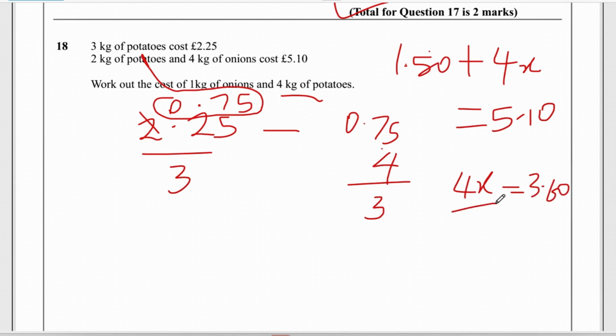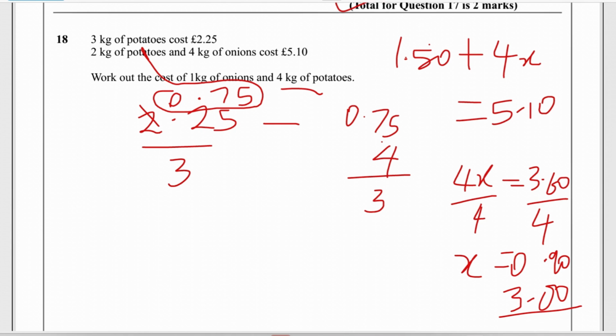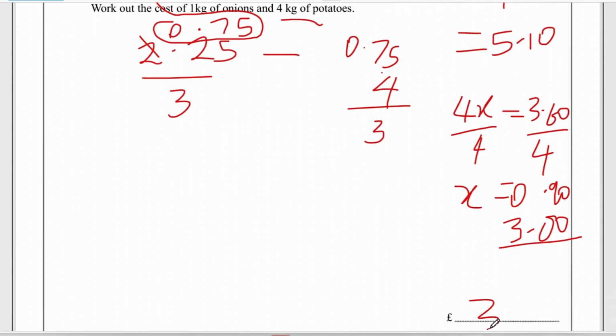And how do you find 1 kilogram of onions? You divide by 4. When you do that, x is going to give you 0.90. So 1 kilogram of onions is 0.90. So the question says find 1 kilogram of onions, 0.90, plus 4 kilograms of potatoes, which was 3.00. When you add them together, that will give you 3.90. Yeah, so you get 3.90. You just need to follow through with the calculations.